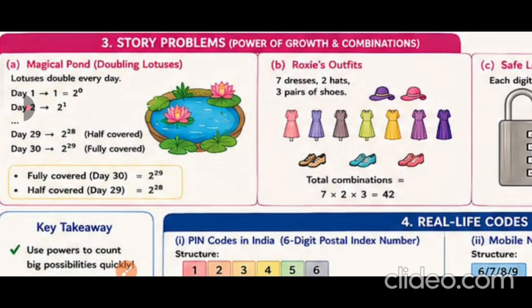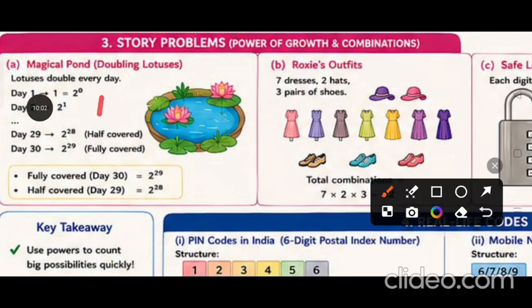So day 1, there was only one lotus. So it is 2 raised to the power 0. One lotus means 2 raised to the power 0. Day 2, it becomes double, meaning 1 multiplied by 2, it will become 2 raised to the power 1. Day 3 will become 2 raised to the power 2. Day 4 will become 2 raised to the power 3.